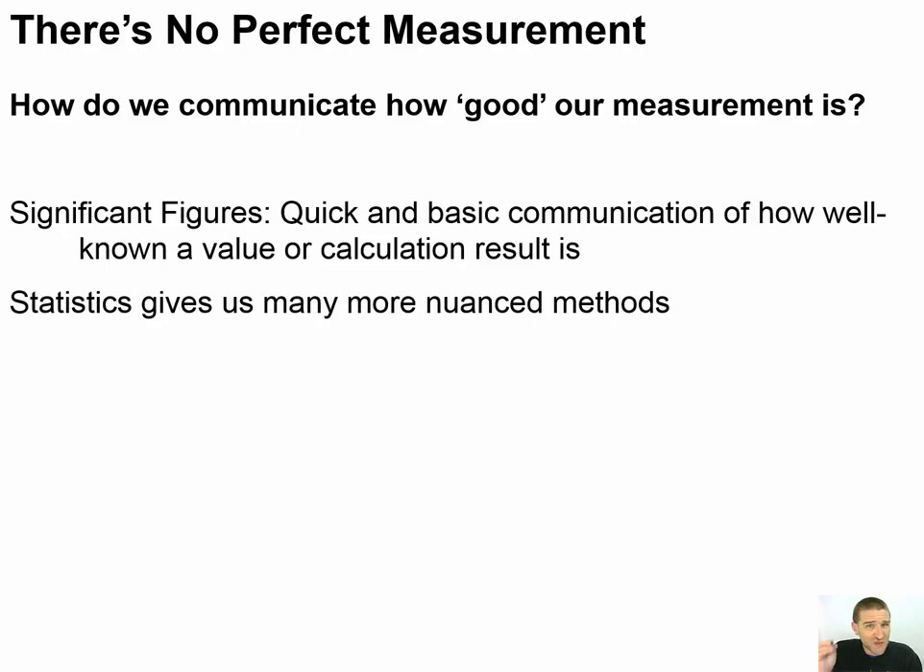Now, statistics would give us an even more nuanced set of methods. And that's what we go on to later, past Chemistry 1. But during Gen Chem 1, we're going to stick with sig figs instead. You'll often hear me abbreviate it sig figs, or even just write SF. That's how commonly we're going to be referring to sig figs throughout the semester.